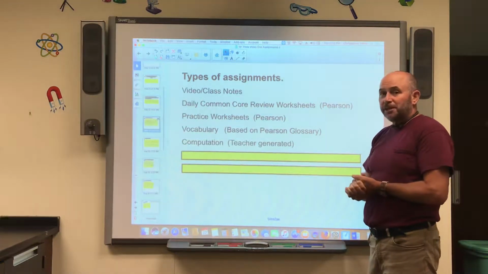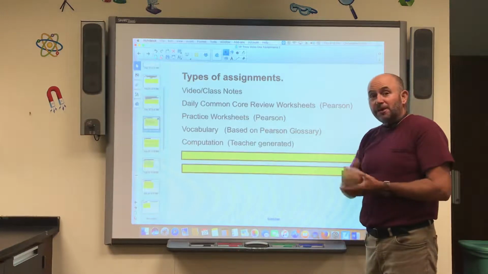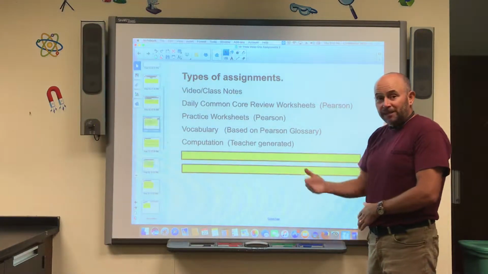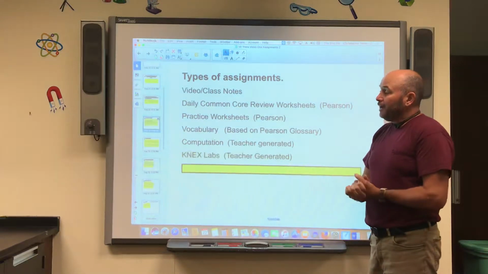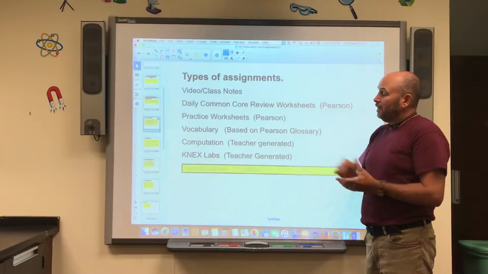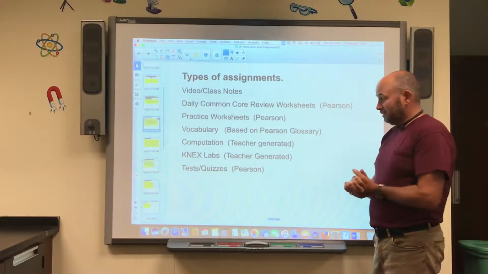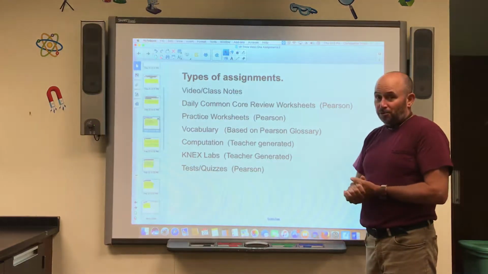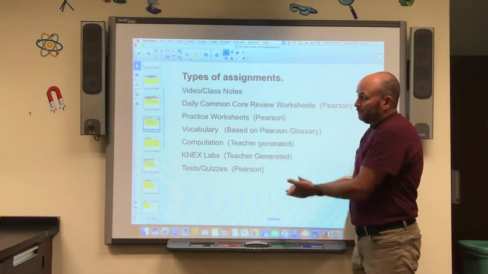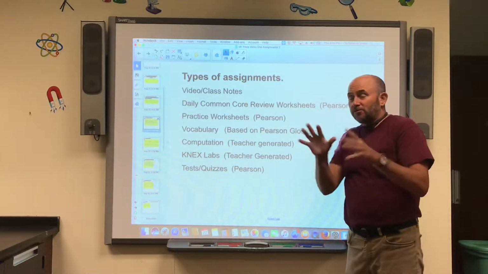There is computation. These are teacher generated, based on the computation skills required in the PA standards. There are Connects labs, which are teacher generated. There are tests and quizzes that are based on the Pearson product as well. So these are the types of assignments. There's also ST Math, and we'll talk about that.